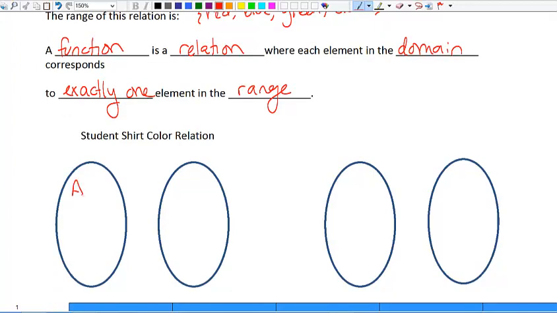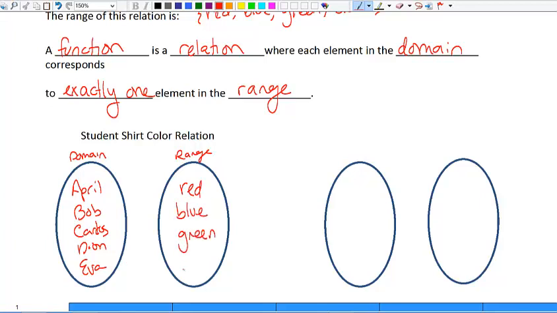Okay, so this is the domain on this side, and this is the range on this side. So we have April, Bob, Carlos, Dion, and Ava, and they have certain colored shirts: red, blue, green, and black. Now this is one other way of writing a relation. You put all the domain in one circle, you put all the range in the other, and then you make a relationship with arrows. So April is the one that was wearing the red shirt.